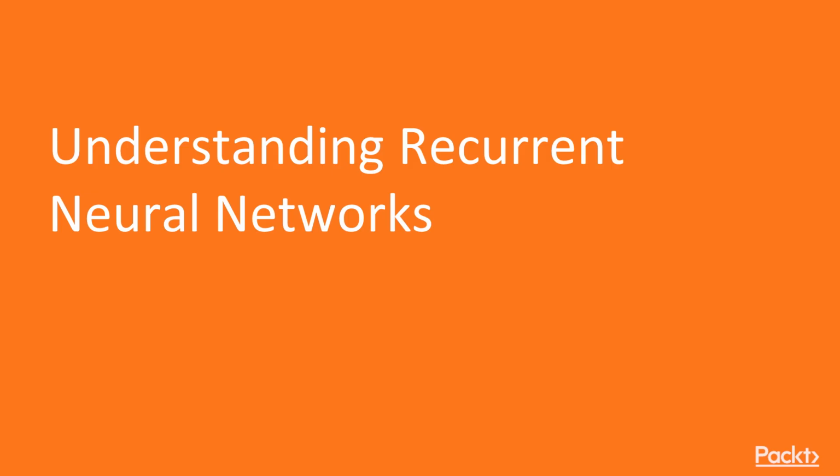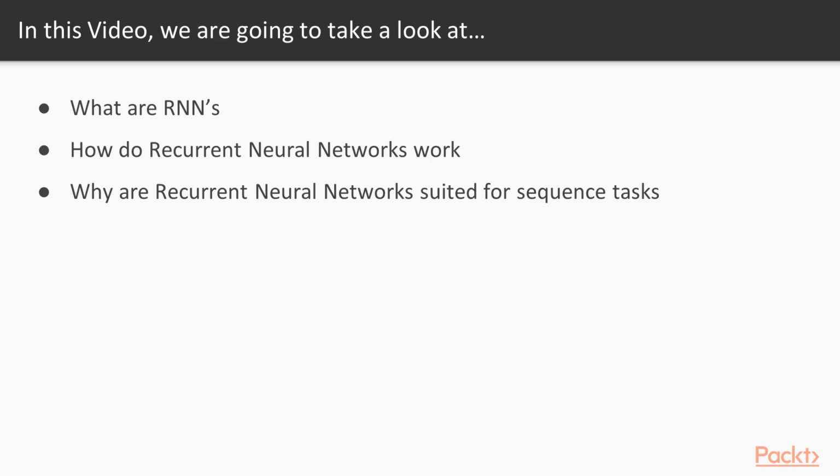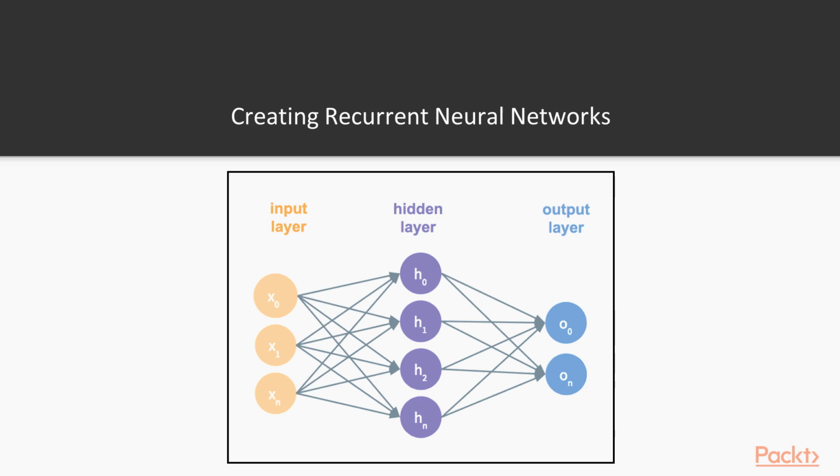So, welcome to video 1 of section 6, Understanding Recurrent Neural Networks. In this video, we're going to talk about what RNNs are, how they work, and why they're best suited for these sequence tasks better than other models that we might have encountered before. So traditional neural networks look like this, as we've covered in the last section, where we have an input layer, a hidden layer, and an output layer.